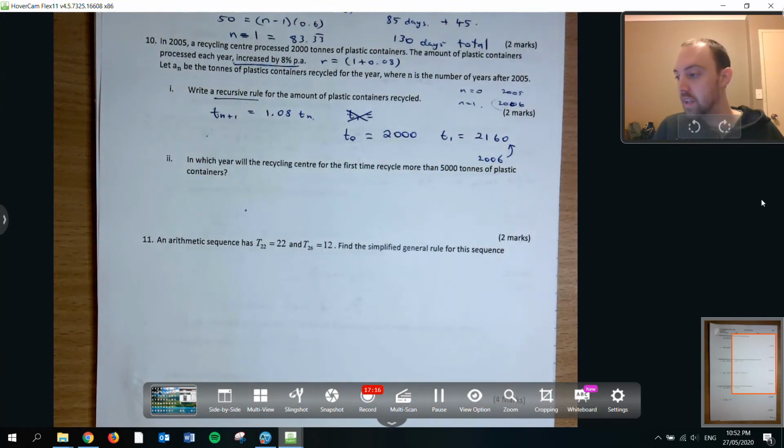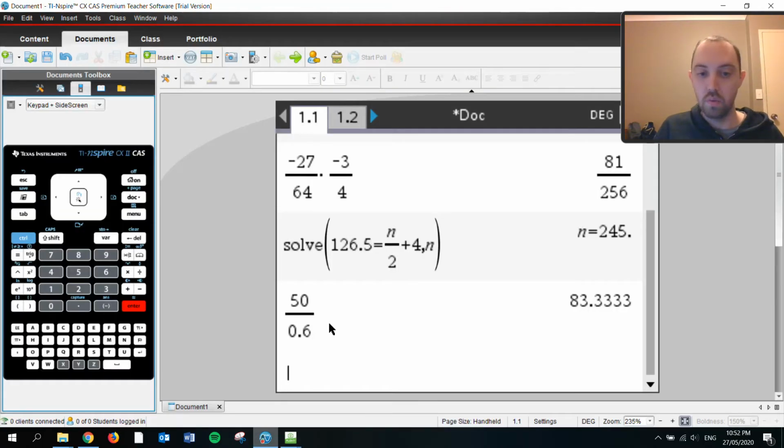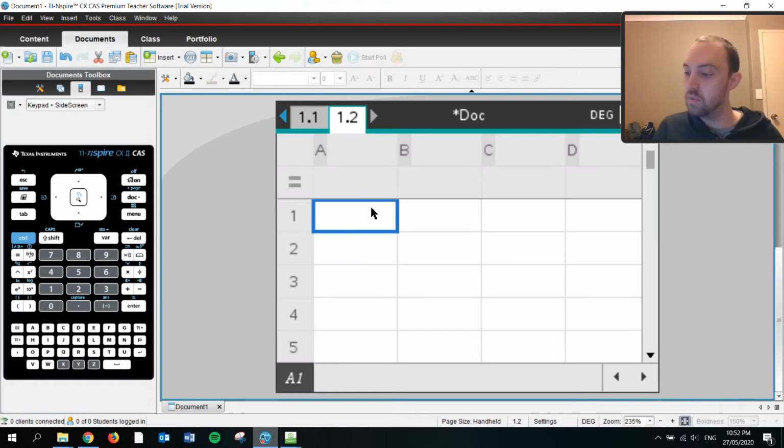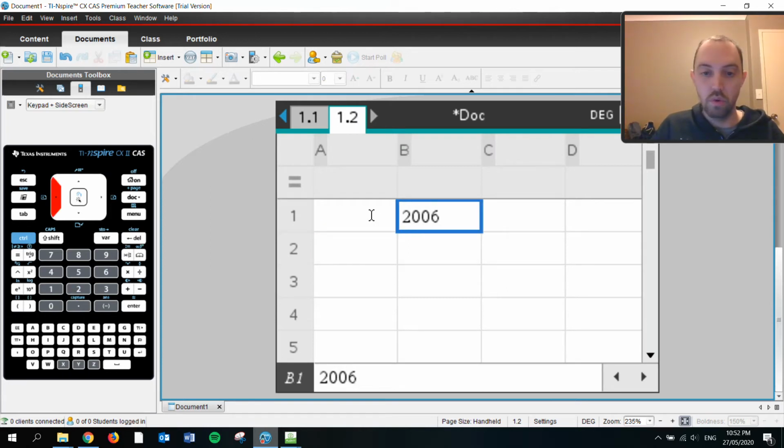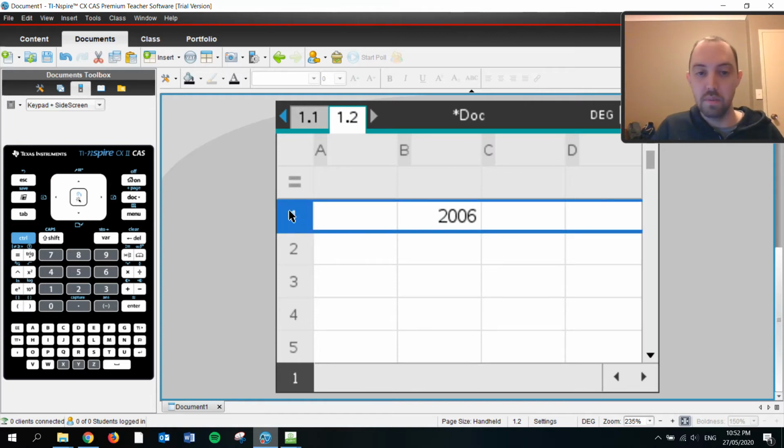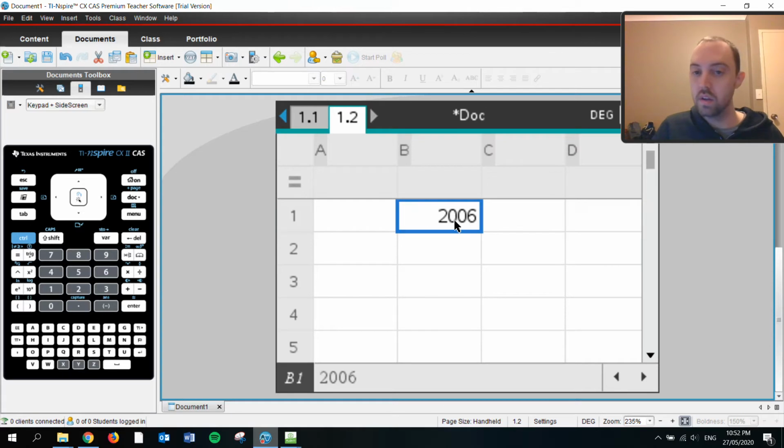Well, this seems like a lot to figure out at once, but if we use our lists and spreadsheets, we can make this a little bit better. And so in 2006, which I'll put in row B, we could start with 2001, but I think it's going to be easier to match up the numbers on the left-hand side with the n value. So when n is equal to 1, it is year 2006, and we have 2,160.